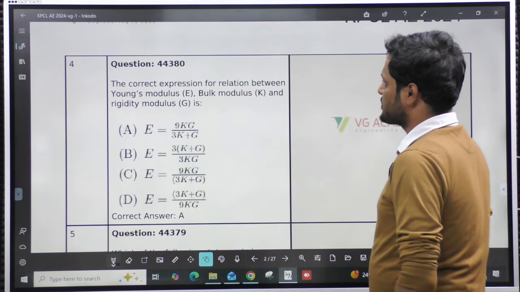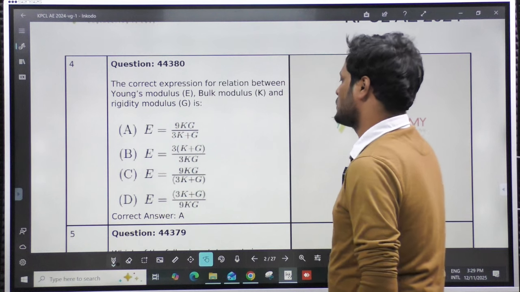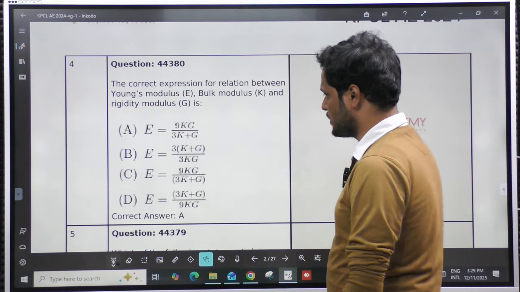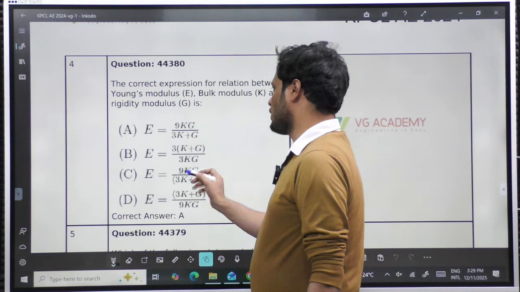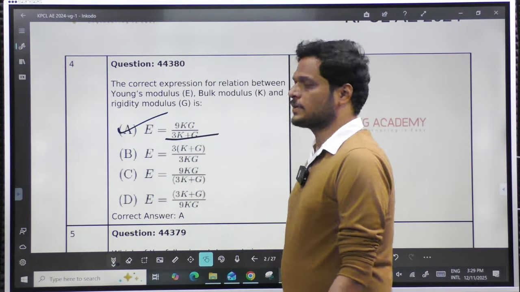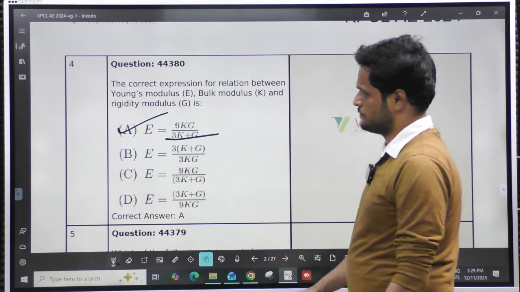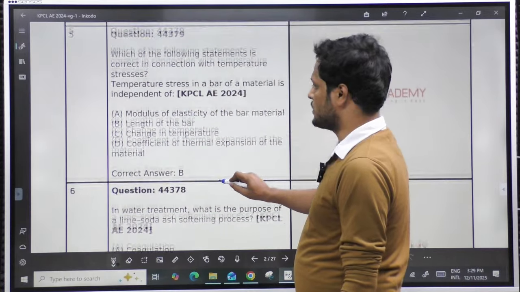The correct expression for the relation of bulk modulus, so the relation between the elastic constants E, K and G. You remember 9KG by 3K plus G, like I told you. Option A, 9KG by 3K plus G.